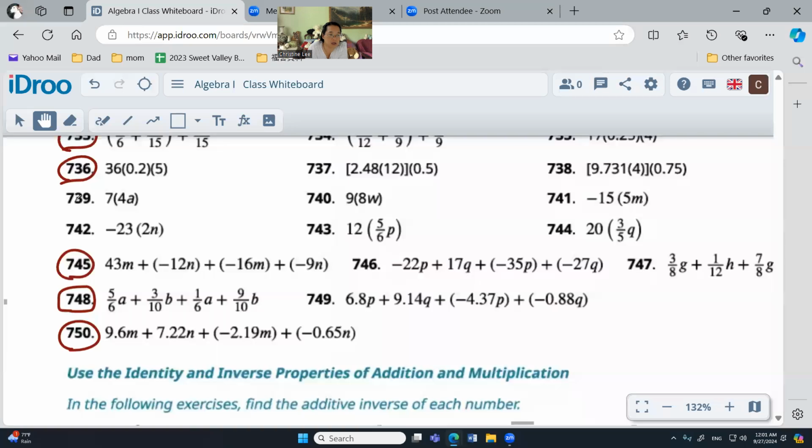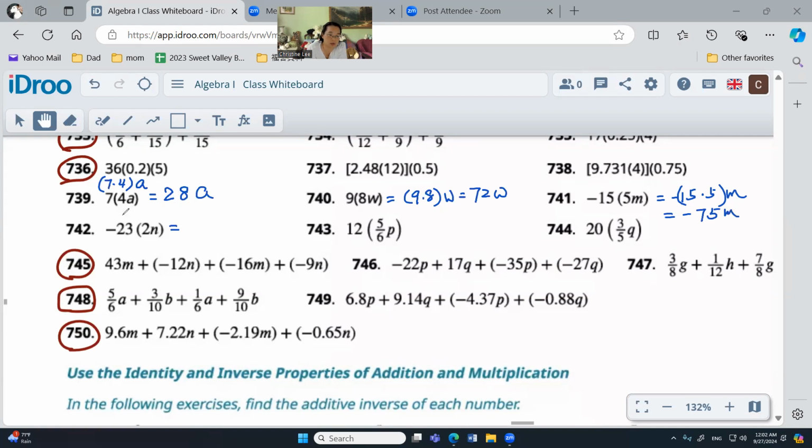Associative. Otherwise we already know how to do this, but they want us to think a different way. This is associative, so 7 times 4, we do it together, and then times 8. Associative property, so 28, 8. And they want us to say this is 9 times 8, W. So it's a 72, W. They want us to say it's a negative 15 times 5, parentheses, and then M. And the answer will be negative 75 M.